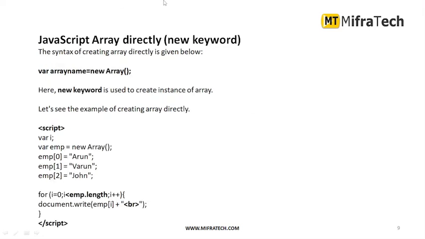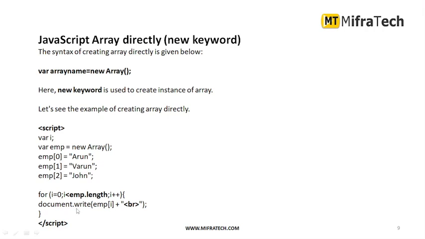Then JavaScript with array directly, that's a new keyword. What you have seen in an object, the same thing has to be done here, but in a similar way we are using an extra one, the for loop. In the script, the variable emp is a new array, a new instance of object that has been created.